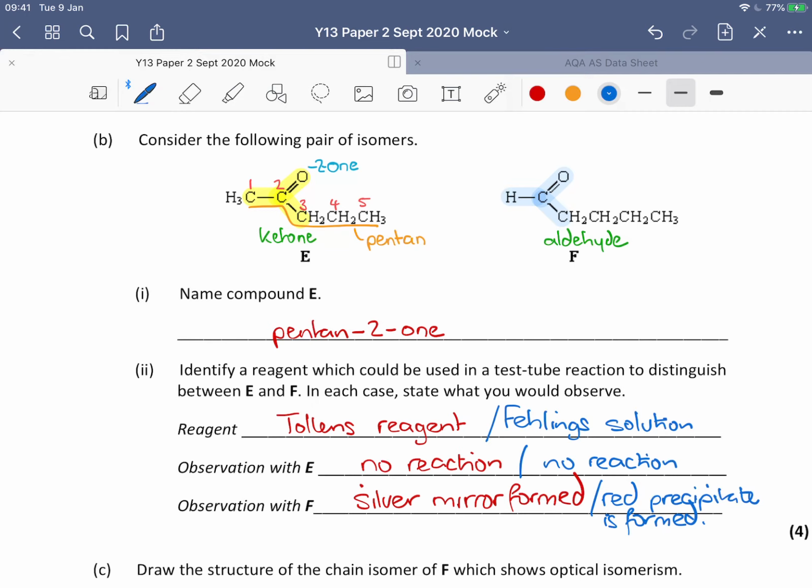Or in Fehling's, the copper is reduced to copper 1+. So it goes from copper 2+, that's why it's blue to begin with, to copper 1+, so it forms a red precipitate. So there is a redox reaction going on in the case of the aldehyde, and no reaction whatsoever in the case of the ketone.